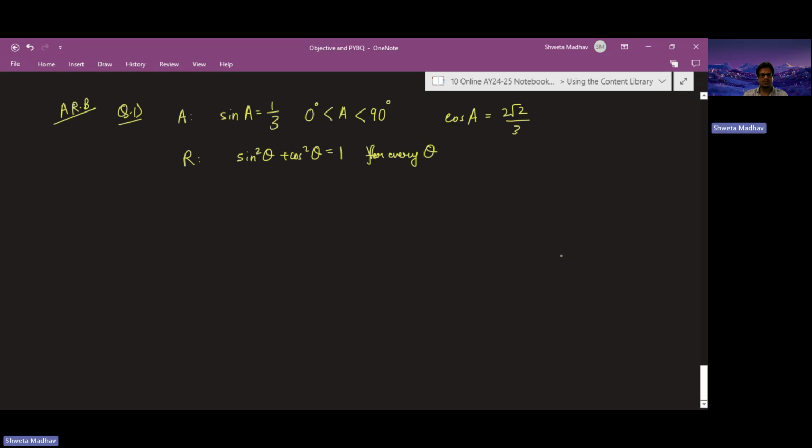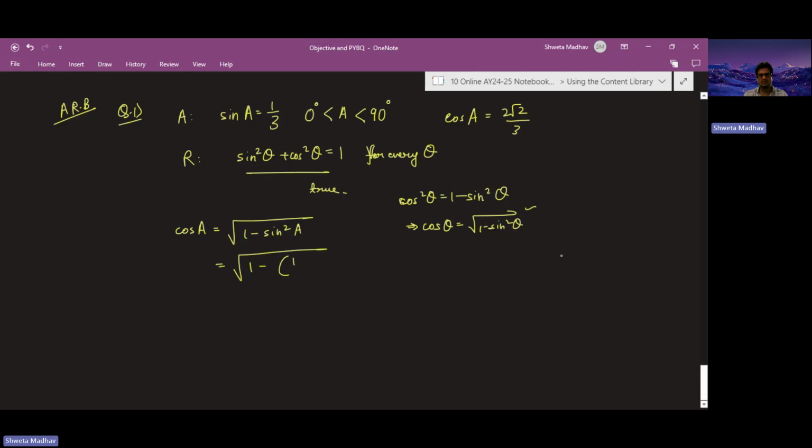So as we know, the reason is true. For the assertion, cos A is given as square root of 1 minus sine square A, since cos square theta is 1 minus sine square theta, so cos theta will be the square root of 1 minus sine square theta. From here we can obtain cos A if I know the value of sine A. So cos A will be equal to square root of 1 minus 1 by 3 whole square, since sine A has been given as 1 by 3.